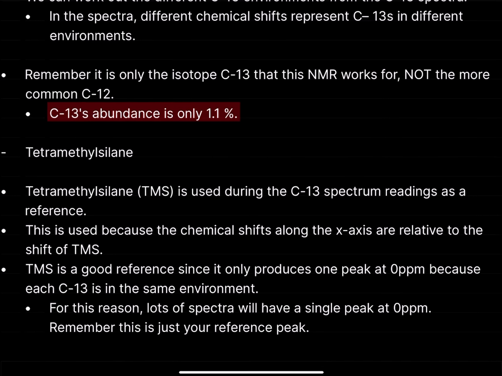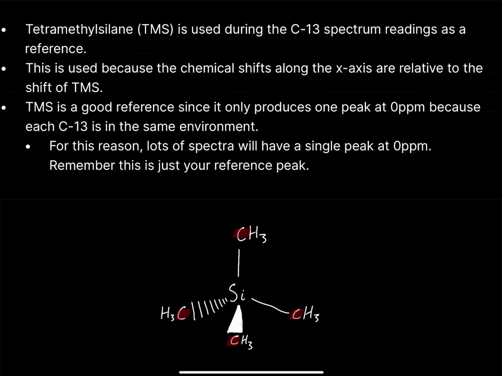So there we go. Tetramethylsilane is used during carbon-13 spectral readings as a reference, and this is used because the chemical shifts along the x-axis are relative to the shift of TMS. TMS, tetramethylsilane, is a good reference since it only produces one peak at 0 ppm because each carbon-13 is in the same environment. So for this reason, lots of spectra will have a single peak at 0 ppm. And remember, this is just your reference peak.